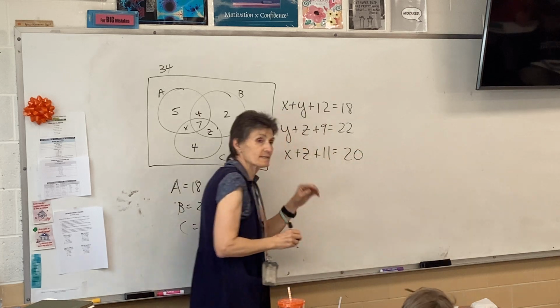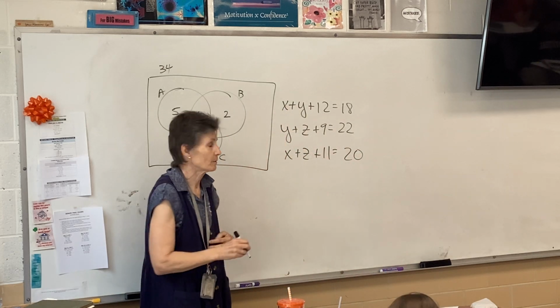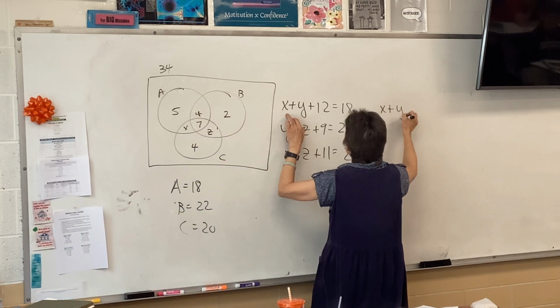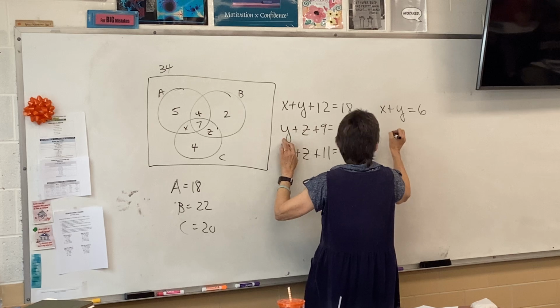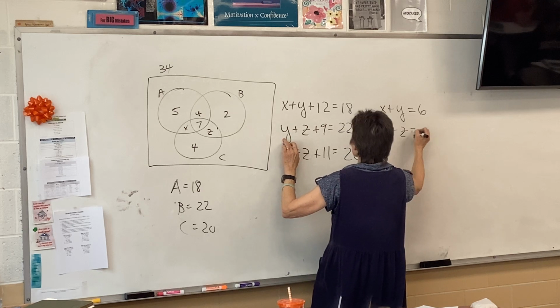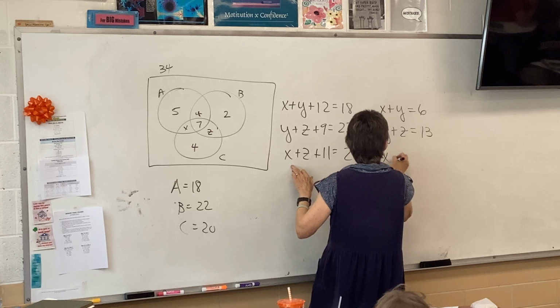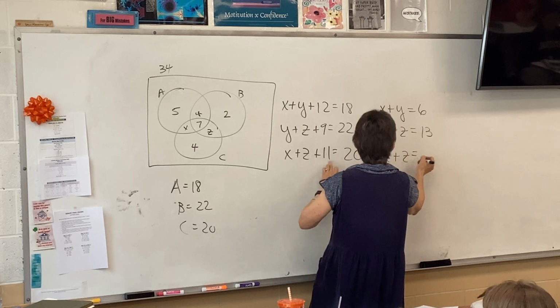Stop right there. Does that make sense to you? Okay. So I'm gonna clean this up a little bit. X and Y add up to 6. Y and Z add up to 13. And X and Z add up to 9.